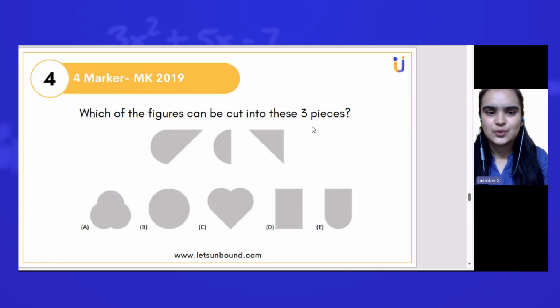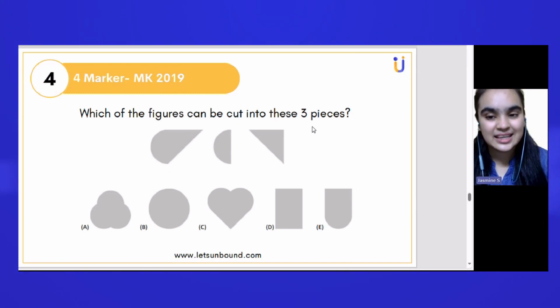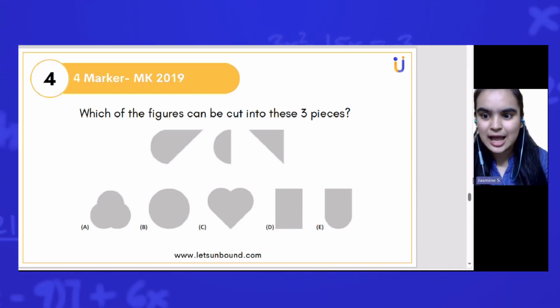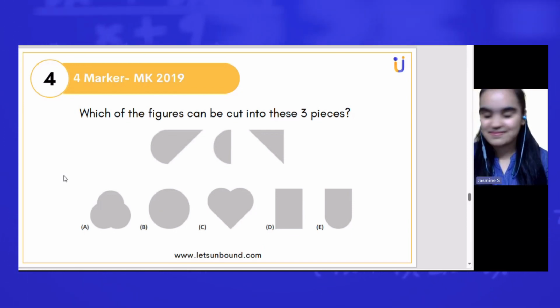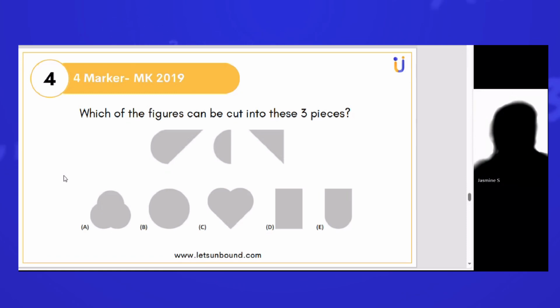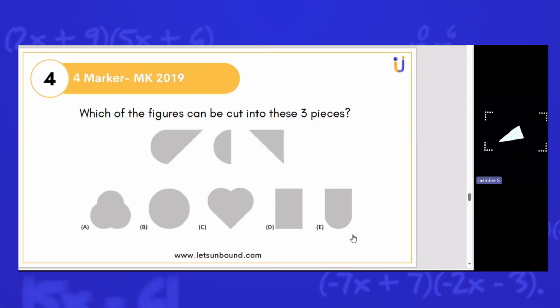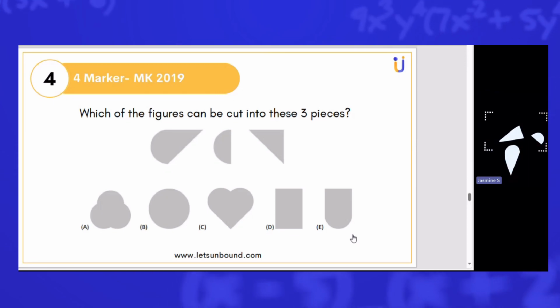So the question is, which of the figures can be cut into these three pieces? Okay, so the pieces are given to us. Let me show you the pieces. So we have this piece, we have this piece, and we have this piece, correct?